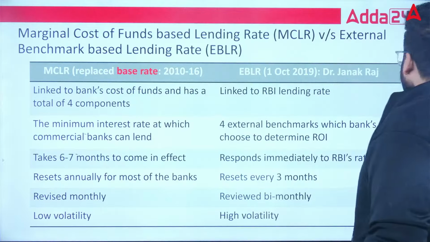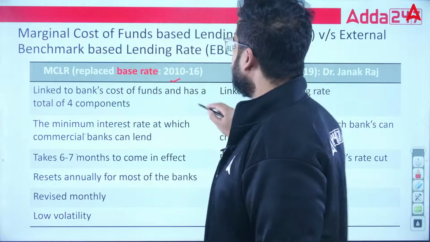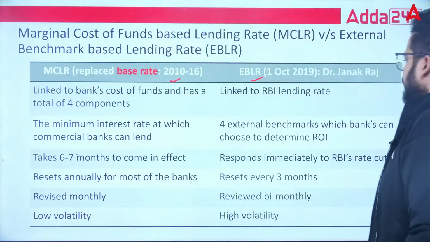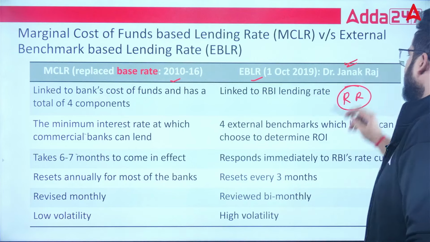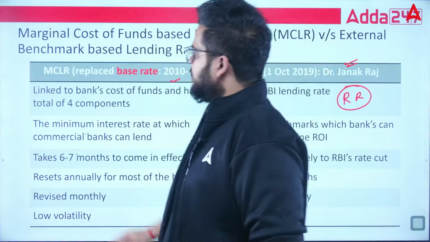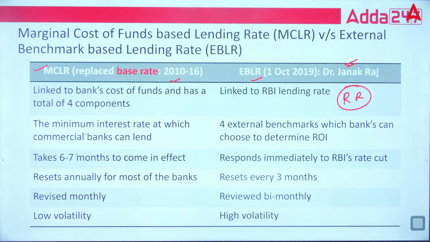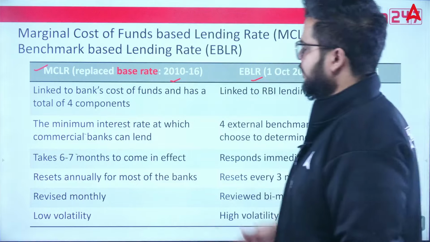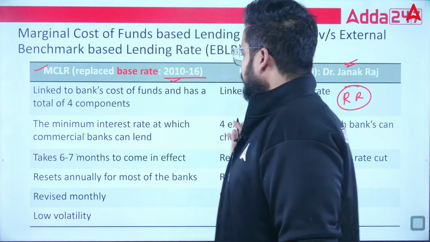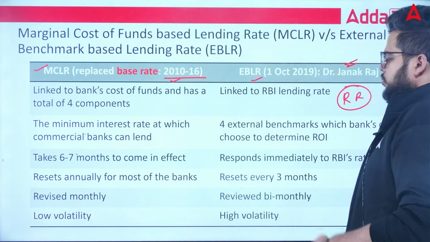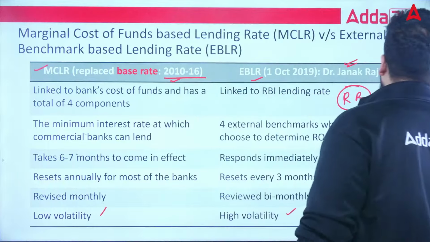Then MCLR versus EBLR, the important aspect here for our exam. MCLR is the internal benchmark, EBLR is the external benchmark, which includes the repo rate. It was recommended by the committee headed by Dr. Janak Raj, and MCLR was introduced after replacing the base rate mechanism of 2010-16. So which is more volatile? EBLR is more volatile as compared to MCLR.